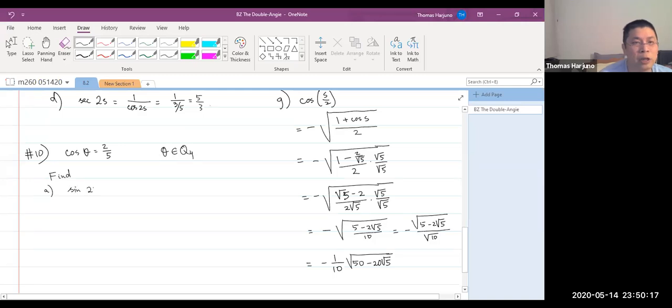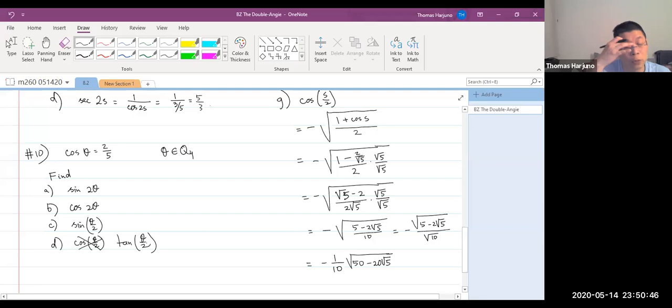sine 2 theta, cosine 2 theta, and then sine theta over 2. And let me add to it, instead of cosine theta over 2, let me change that to tangent theta over 2. Okay, try. I give you 6 minutes from now.